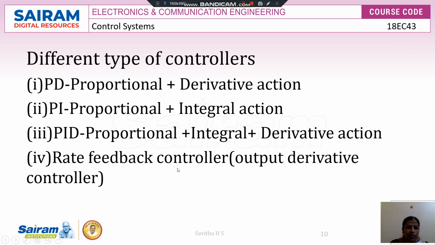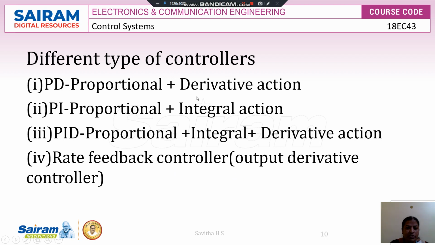So different types of controllers. What we can study here: the first one is PD, which is nothing but proportional plus derivative action. PI is nothing but proportional plus integral action. PID is nothing but proportional plus integral plus derivative action. And the fourth one is the rate feedback controller, that is the output derivative controller.